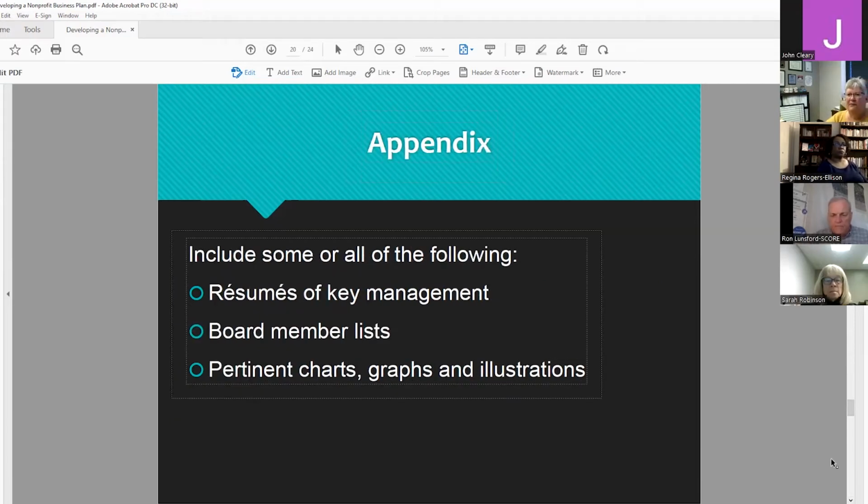In the appendix of your business plan, you're really going to add maybe the resumes, your resume or other key management, a list of your board members, and I would include the strengths, skills, and experience that they bring to the table, what they do for a living if they're not retired, and any other pertinent charts, graphs, or illustrations that you want to include that might explain something else that you've talked about.